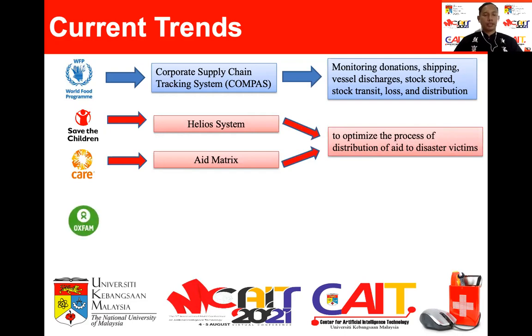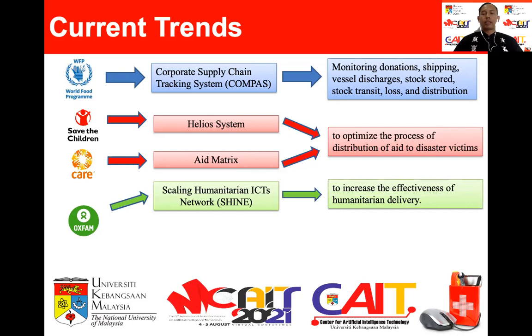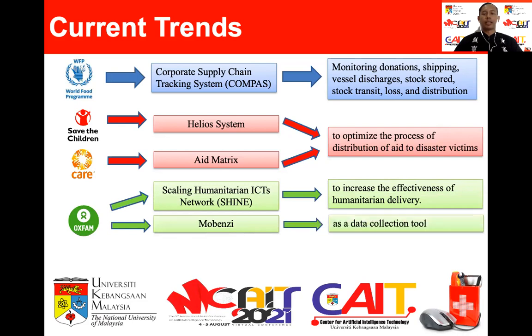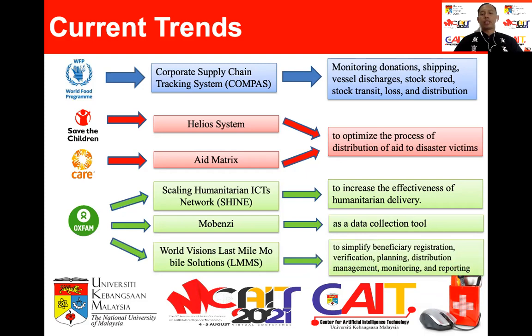And the last example is Oxfam. Oxfam is the British non-profit organization that focuses on the alleviation of global poverty. So they use the Scaling Humanitarian ICTs Network, or they call SHINE, to increase the effectiveness of humanitarian delivery by using information communication technology. And then they use Mobizi as a data collection tool. And the last one is they use World Vision Last Mile Mobile Solution, LMMS, to simplify beneficiary registration, verification, planning, distribution management, monitoring, and reporting.